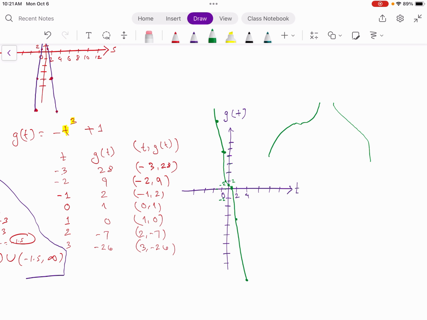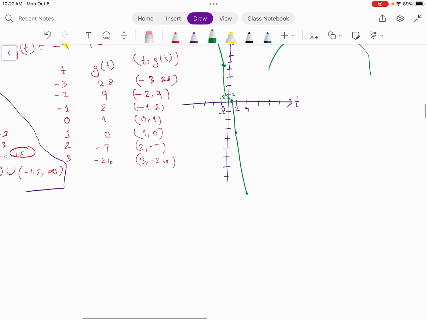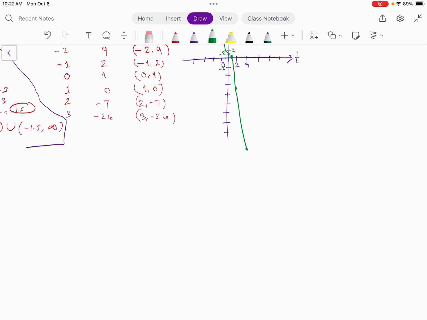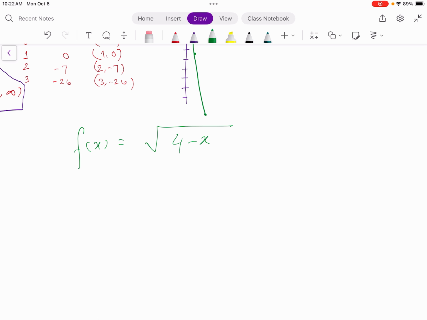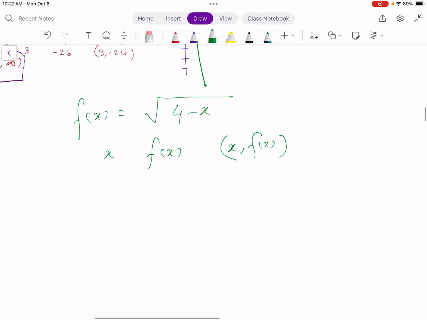Let me graph the next function. So we have f of x equals the square root of 4 minus x. So this is our function. So here our input is x, output is f of x. Input x and f of x together give a point. Now, what kind of function is this? So here we have a square root. So we call this a square root function.